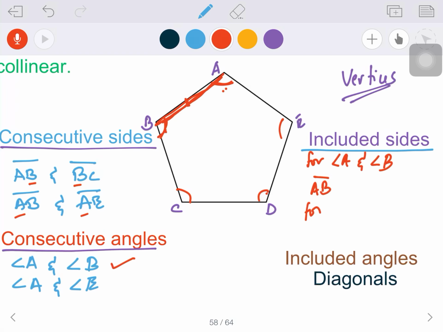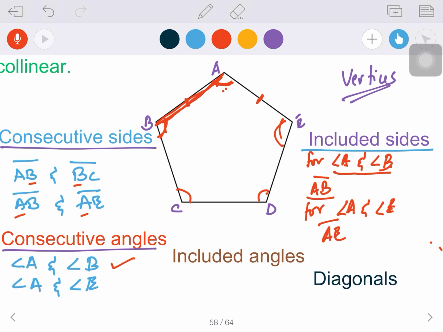What about for angle A and angle E? The included side is segment, okay, angle A here, angle E here. So this is the included side, AE. Alright? Now, what have you observed? If you have two consecutive angles, the included side is actually just the vertices of these two consecutive angles. That's something that you should observe.